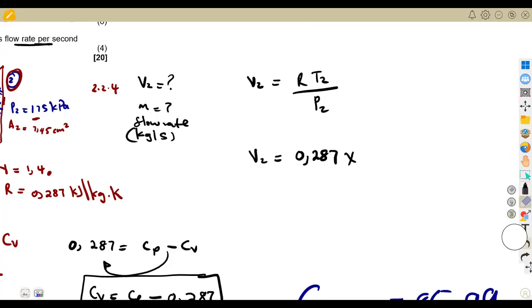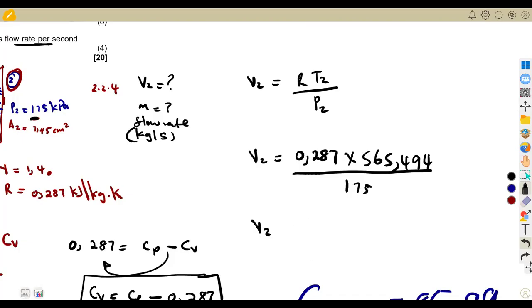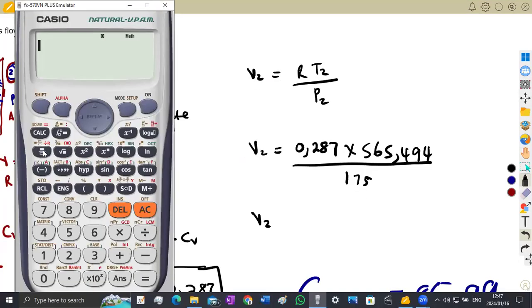At the exit, when we calculated this, we got, remember, 565.494, the exact or the absolute one, over P2. At the exit, the pressure is 175. So this must give us V2 to 4 decimal places. Like I said, you can even fix your calculator to 4 decimal places because they said both values should be to 4 decimal places. So on your calculator, this is it: 0.287 times 565.494, everything over 175. So that is going to give us 0.9274.